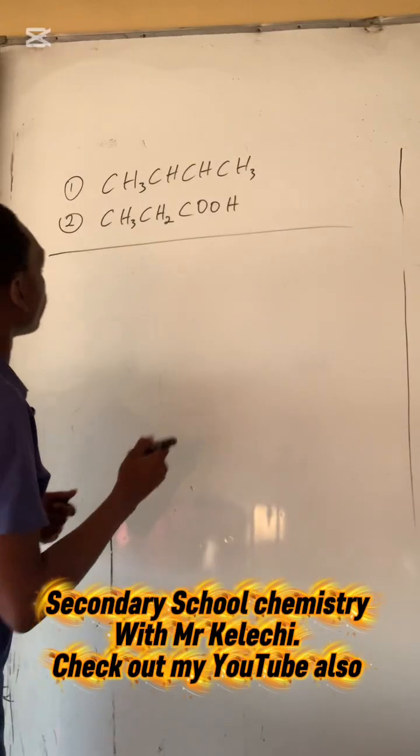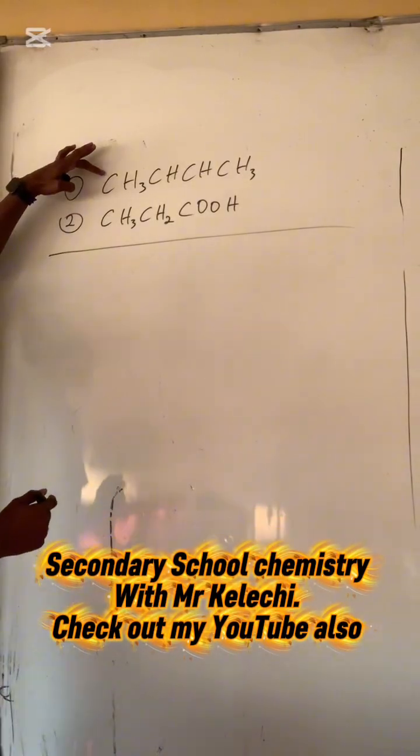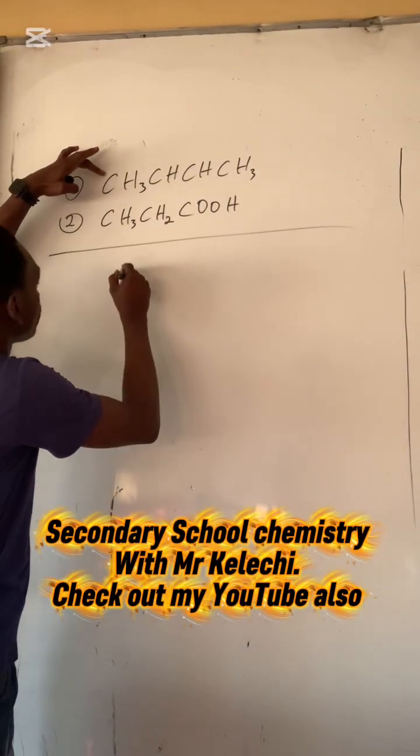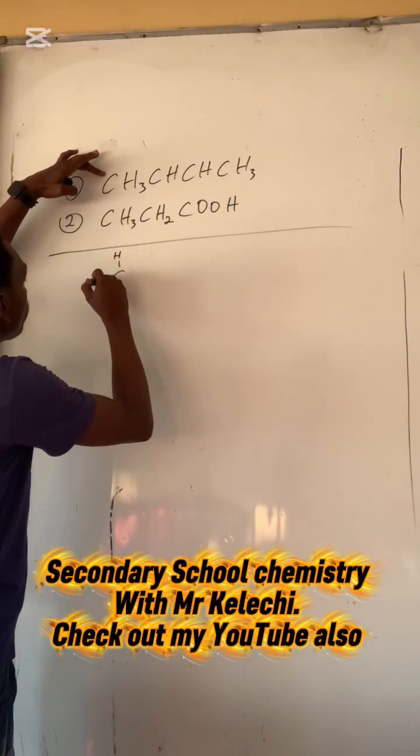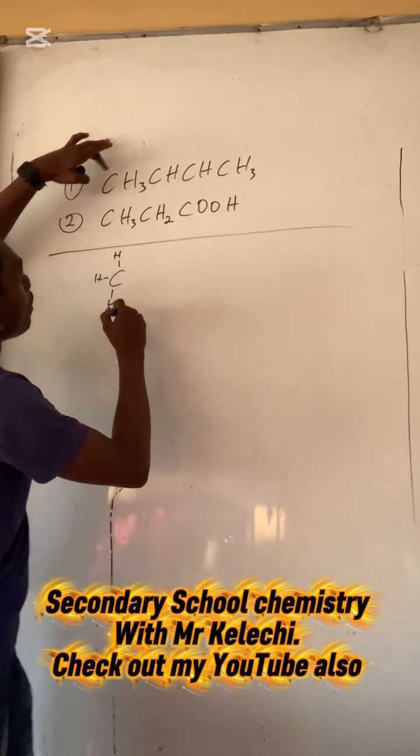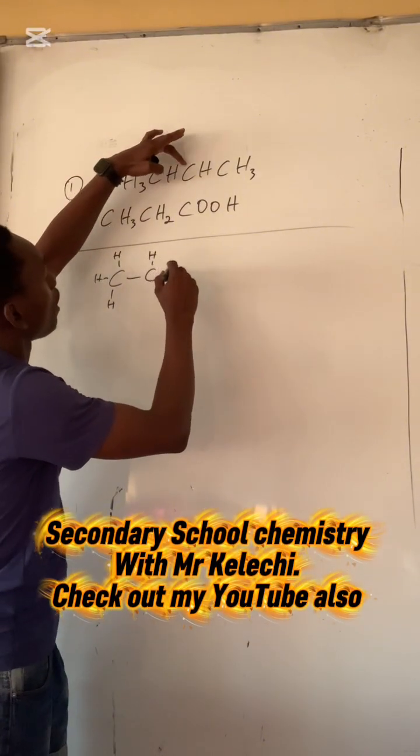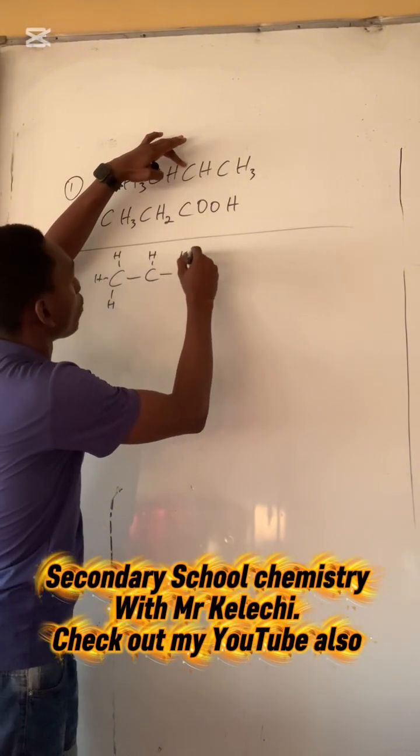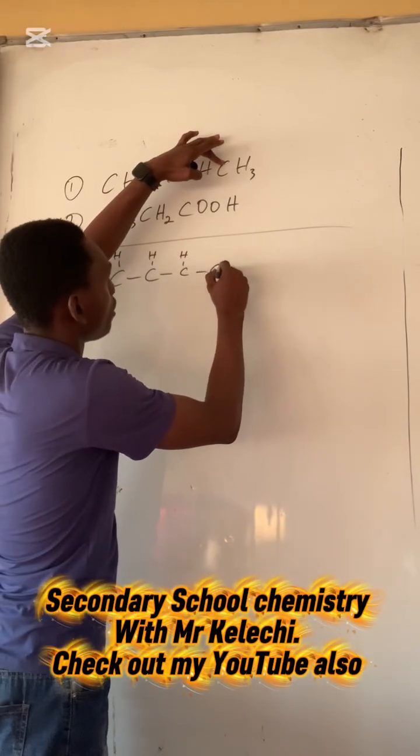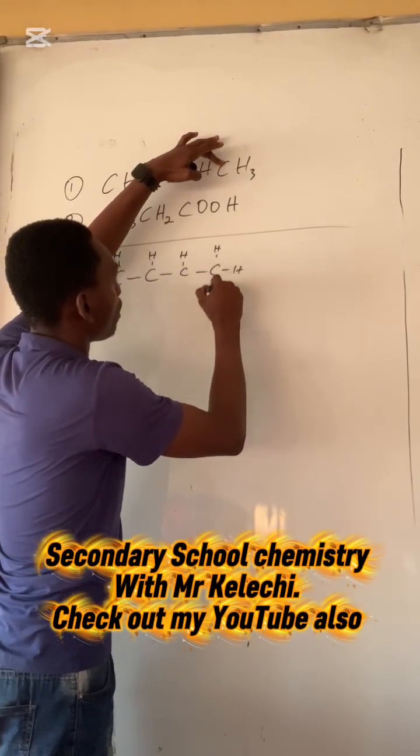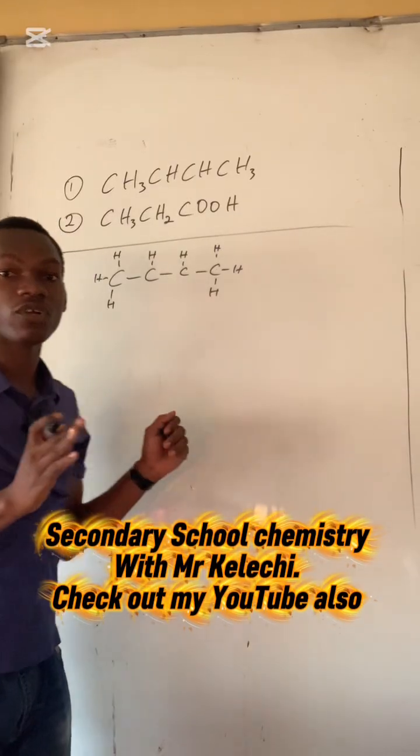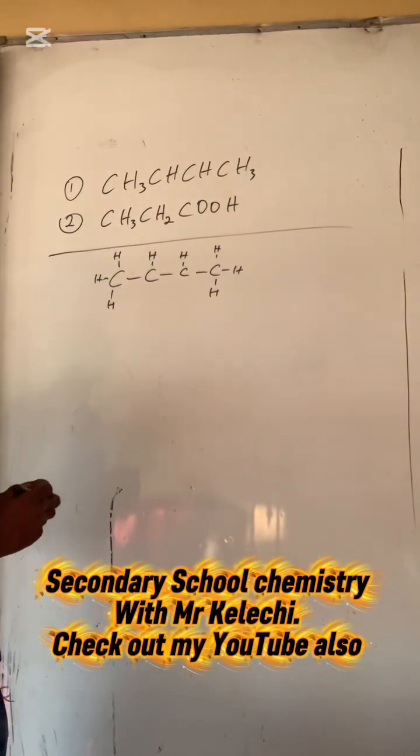We start from this first one. Now you can see there's carbon here bonded to 3 hydrogens. So we bond the carbon with 3 hydrogens. Now this second carbon is bonded to just 1 hydrogen, and this third carbon is bonded to 1 hydrogen. Now the last carbon here is bonded to 3 hydrogens like the first one. Now we fully expanded the structure. Now let us dive into the naming.